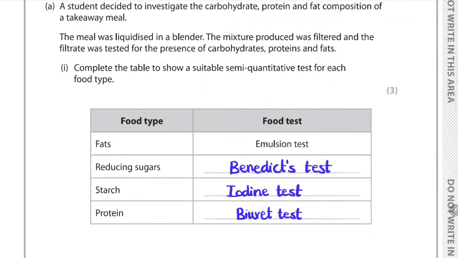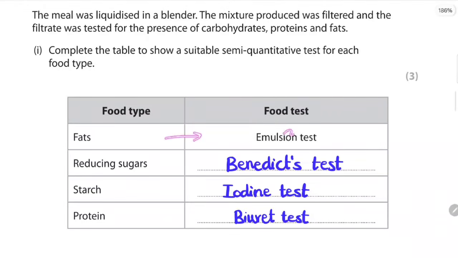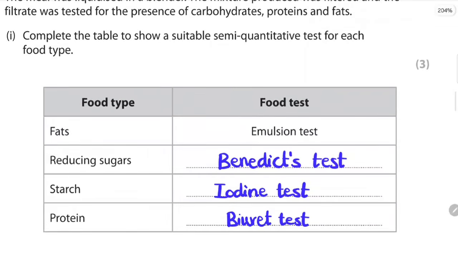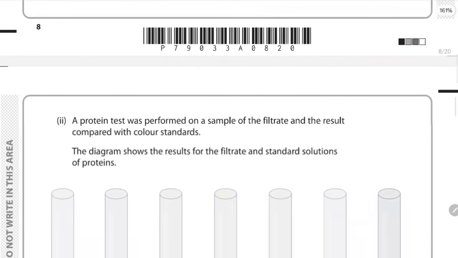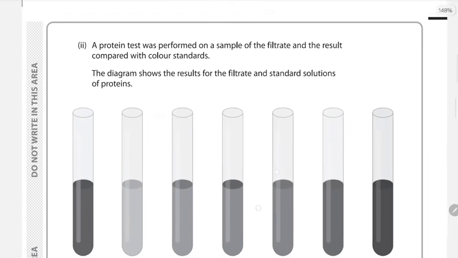First question is pretty direct. Complete the table to show a suitable semi-quantitative test for each food type. Fats are going to be tested using the emulsion test, and the other tests are memorized. Reducing sugars is using the Benedict's test, Benedict's reagent used, which shows a range of colors. If you remember, highest is brick red. Starch is tested using iodine test, and protein is tested using the Biuret test. That's it for this question. Pretty direct and simple. You should get the marks easily.